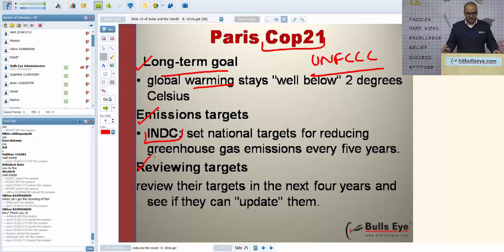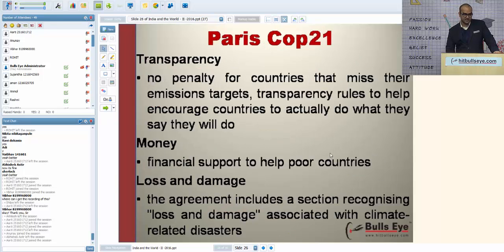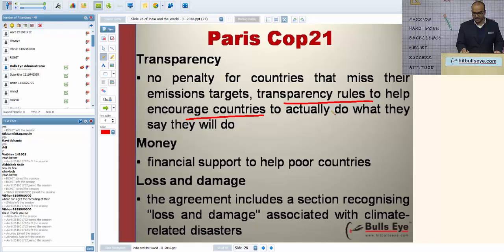Then there are certain provisions like reviewing the targets in the next 4 years to see if they can update them, right? This was pretty much an eyewash. Next, no penalty for countries, as I said earlier, that miss their emission targets. Transparency rules to help encourage countries to actually do what they say they will do.